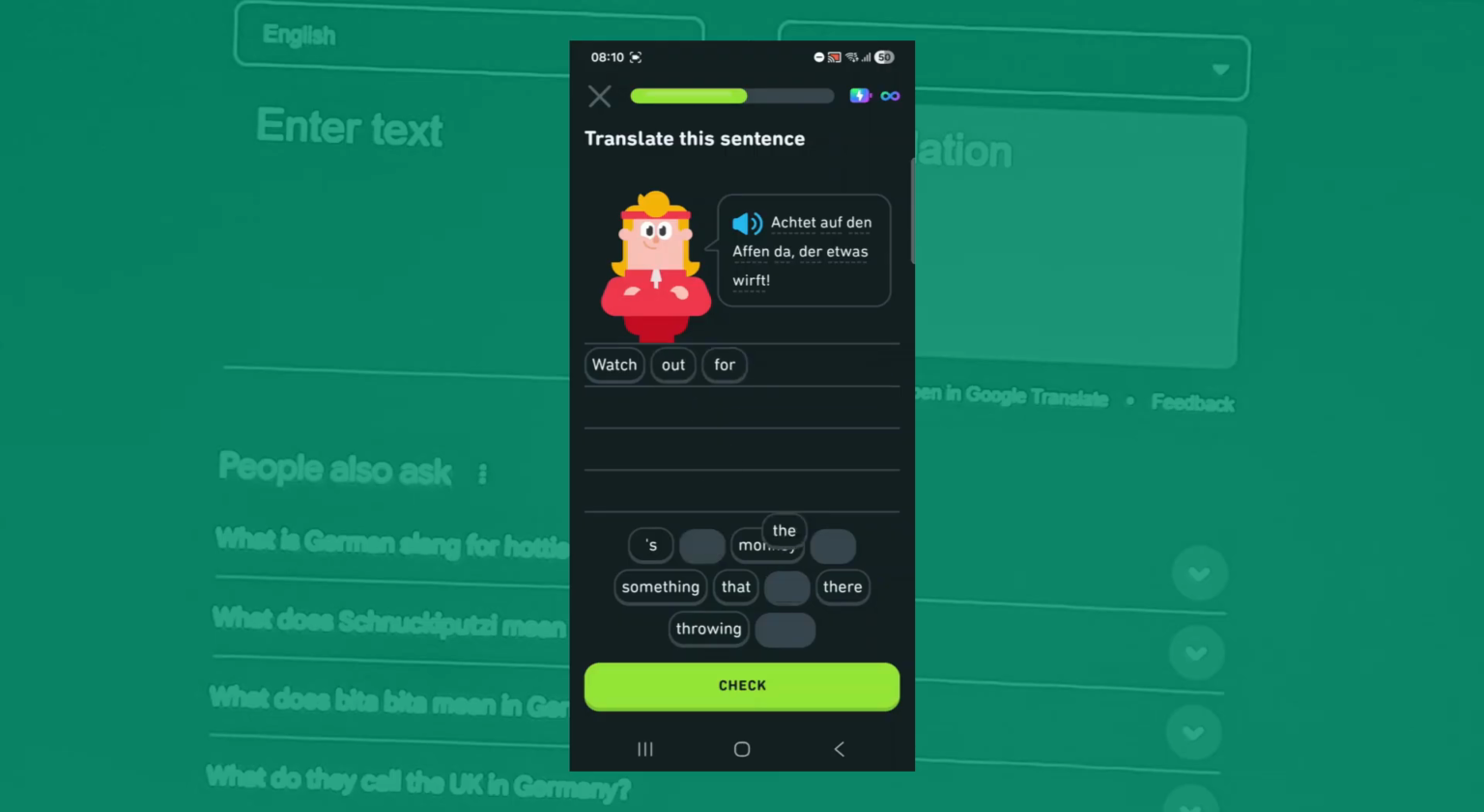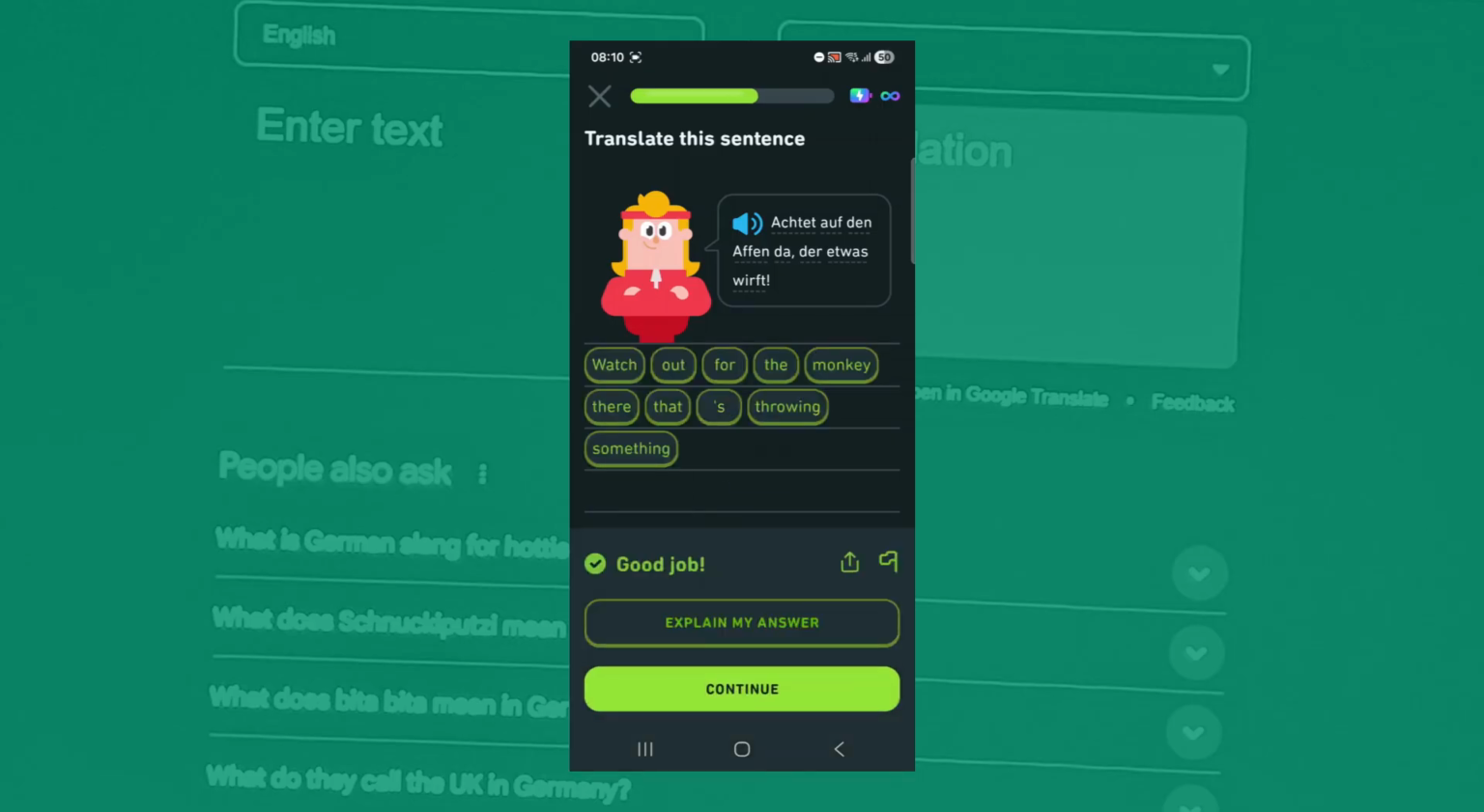Watch out for the monkey there that's throwing something. Okay.